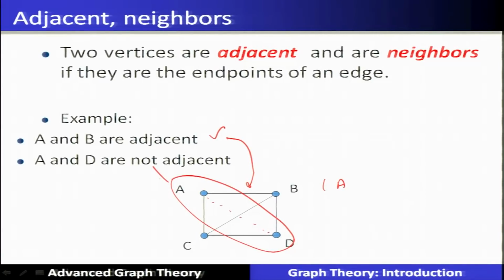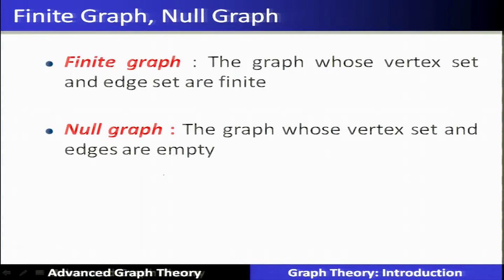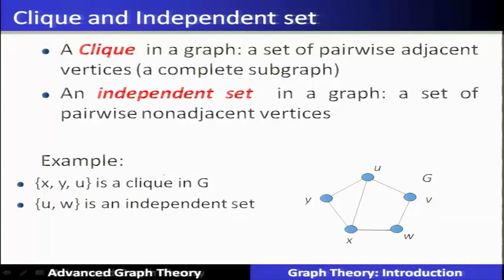they are not adjacent. A finite graph is a graph whose vertex set and edge set are finite. That is what we are going to assume in this particular discussion. A null graph is a graph whose vertex set and edge set are empty. So, null graphs are trivial graphs. We are not going to cover null graphs in this graph theory. Furthermore, a set of pairwise adjacent vertices is called a clique.